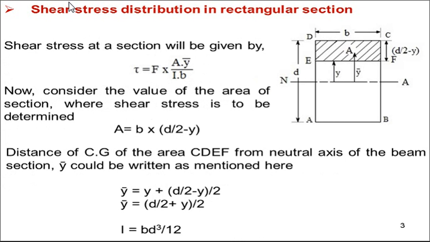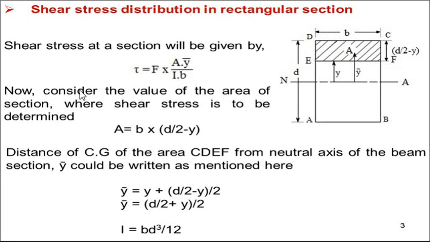Next, the shear stress at a section will be given by the following. We know that if you want to determine the shear stress at any section, we have the relation tau is equal to F A y bar divided by I b. So this is a basic formula. We can use this formula for finding the shear stress at any particular section.